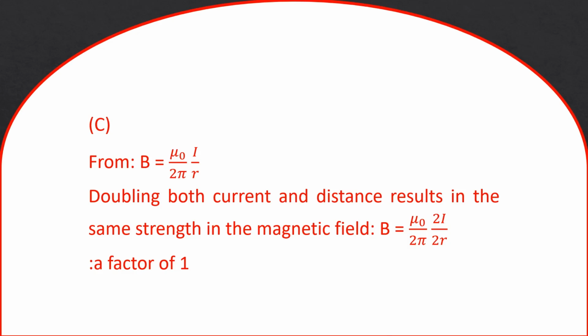So doubling the current and the distance, now we have the magnetic field equal to mu naught divided by 2 pi multiplied by 2I over 2R, which means doubling both the current and distance results in the same strength in the magnetic field, that is a factor of 1. So option C is the correct answer.